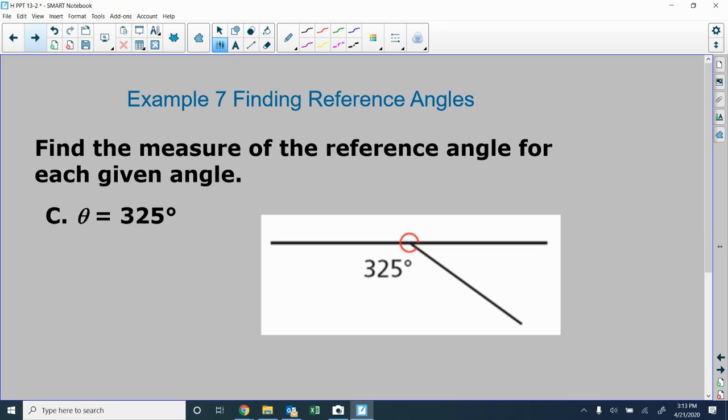What do you think? Reference angle. The quickest way back would be here, if we were to draw our axes. 35 degrees. Because 35 and 325 give me that 360 that I'm looking for to get back to that x-axis.